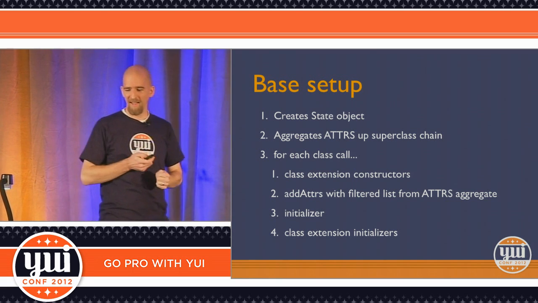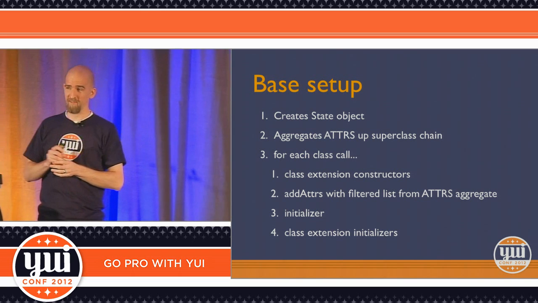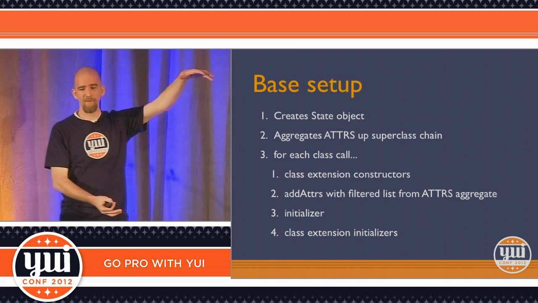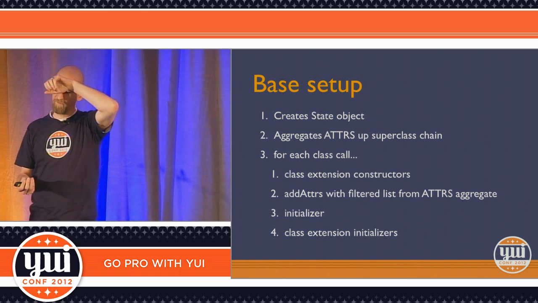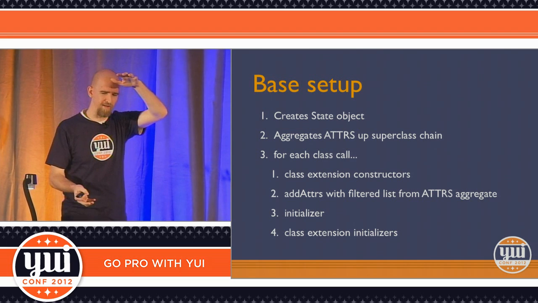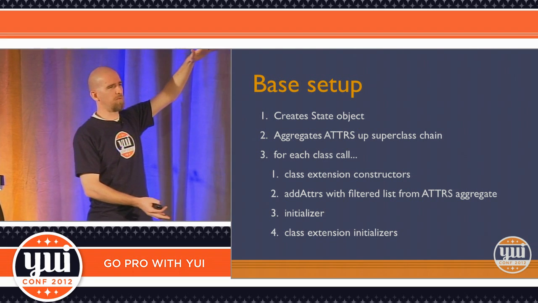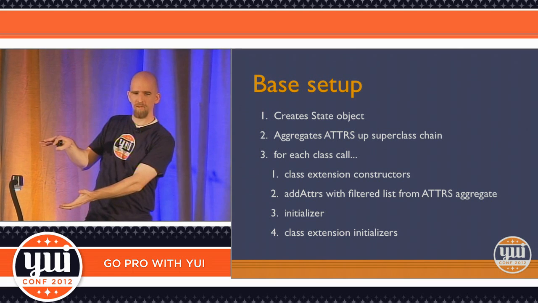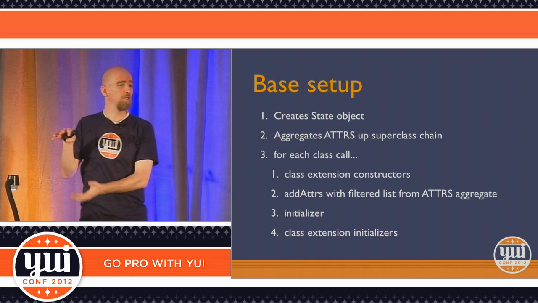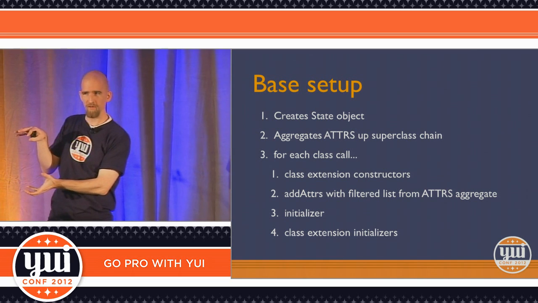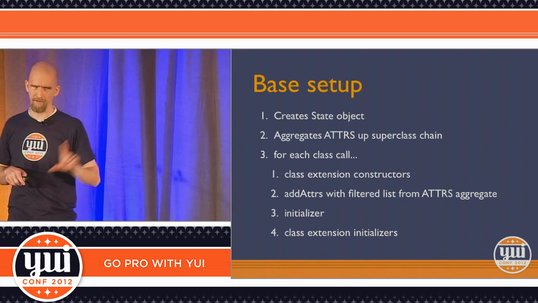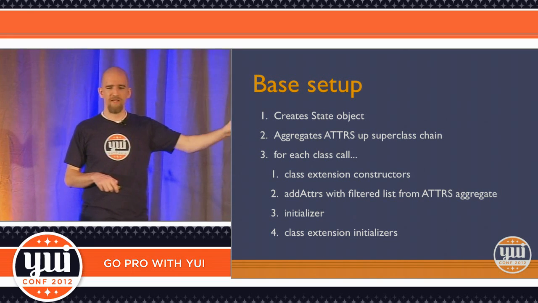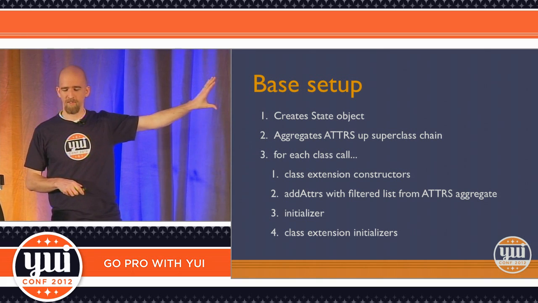Now, I say add adders with a filtered list of ATTRS from the ATTRS aggregate. So when we made all of those aggregated attribute configurations, what happens here is that starting with the final class, it says, what are my attributes? Now, take that total list of attributes that we aggregated up, and now just give me the configurations for those. And the configurations for those will include all of the additional configuration from the other classes merged onto them as it's applied into that attribute configuration. And then it calls add adders on those, which goes through that cost that we were describing in the last set.